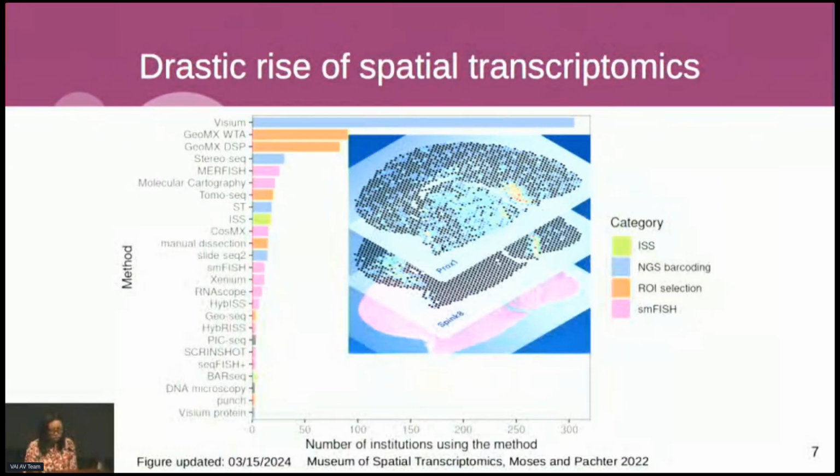But the spots in this array do not have single cell resolution, at least in the classic, older version of Visium. There can be several different cells in the same spot, but this is transcriptome wide.